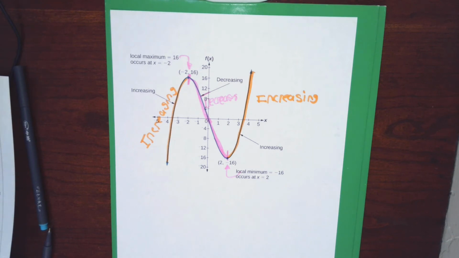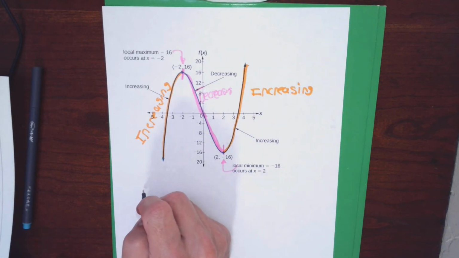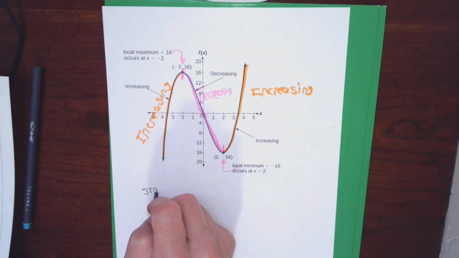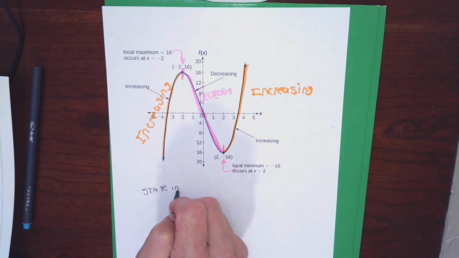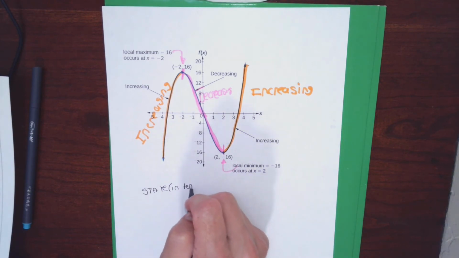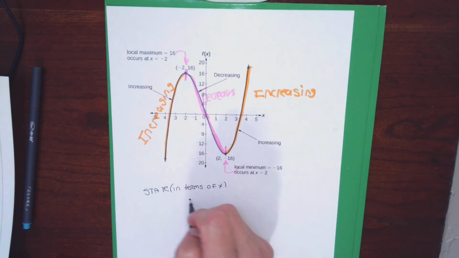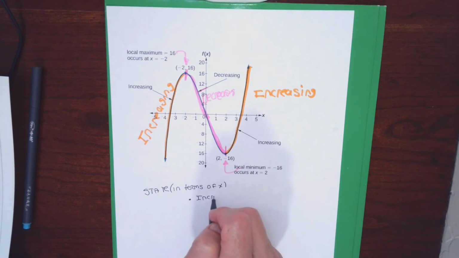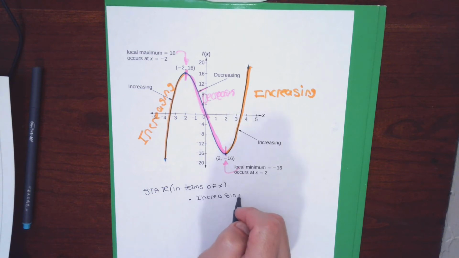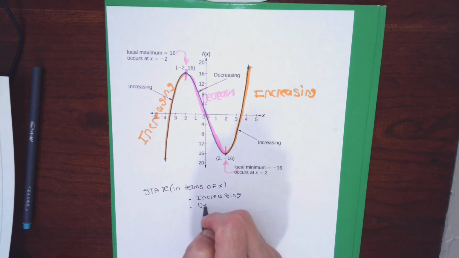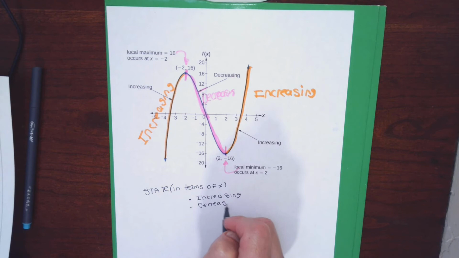What I need to do is formalize everything I just said, because for each problem that we're going to do at the beginning of this section, we need to describe or state, in terms of x, not in terms of y's, where the graph is increasing and decreasing. This is similar to finding the domain, real similar to finding the domain.